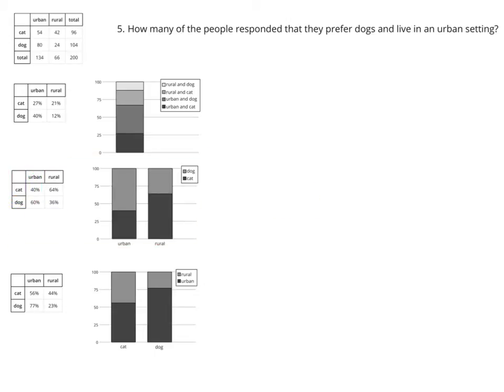If you look at how many of the people responded that they prefer dogs and live in an urban setting, when we're looking at numbers, we're going to have to go back up to this top table, and we're going to be looking at the urban as well as the dog right here, and that shows us that there are 80 people.